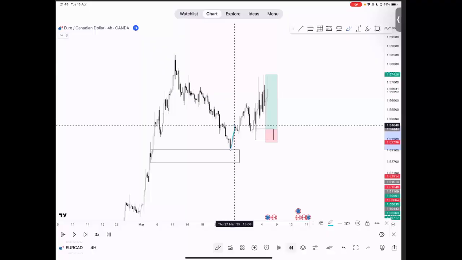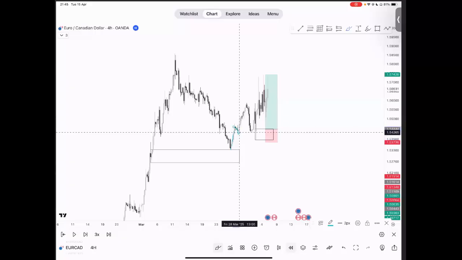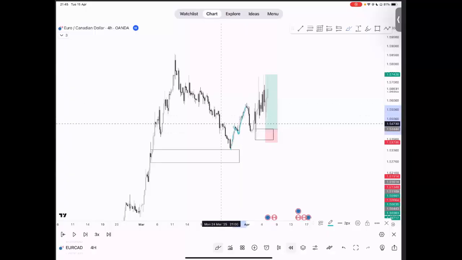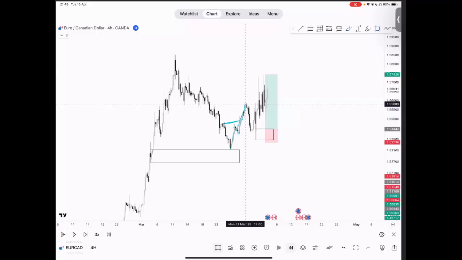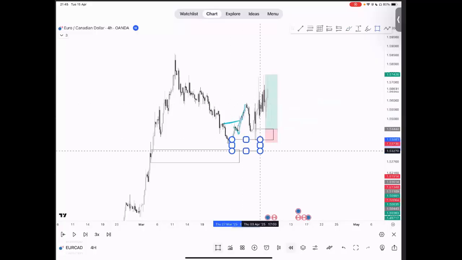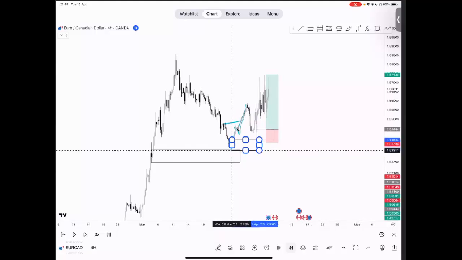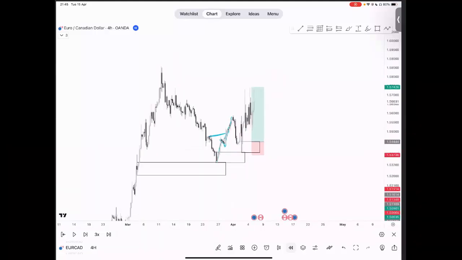Okay. Price mitigated that demand zone and actually did what? Gave a type B entry model, right? There you have the pullback before price finally broke this level, right? The pullback just like this, and then it pulled back to mitigate this confirmation level, right? This was the confirmation level that was mitigated.